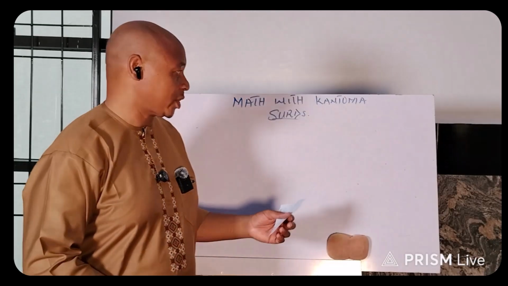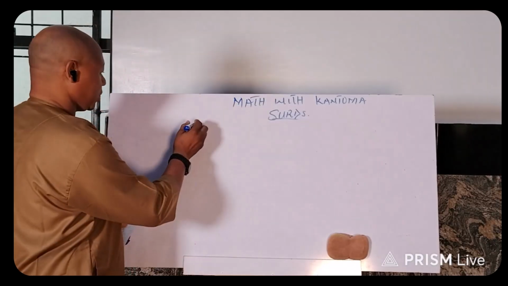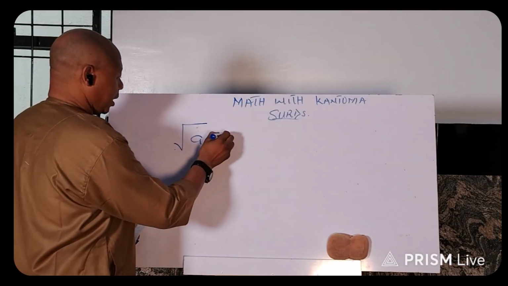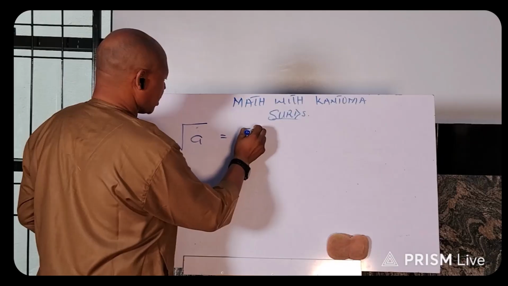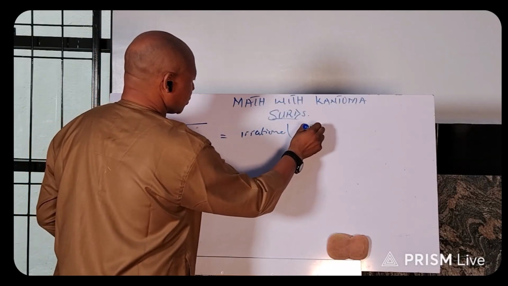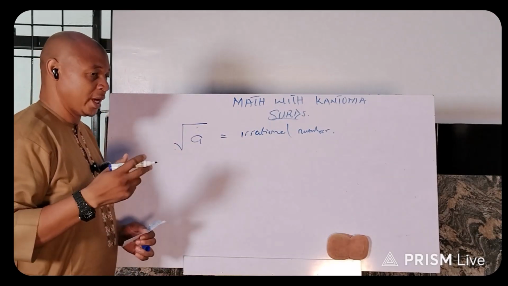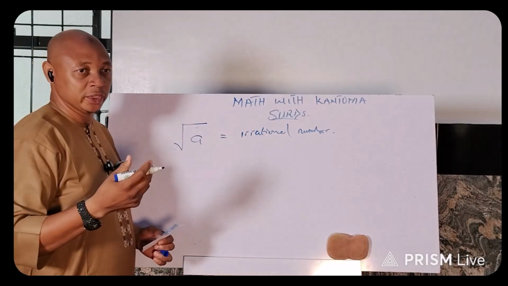Now first, what are surds? Surds are irrational numbers. Numbers in square root are referred to as irrational numbers. So these are what we call surds. And before we dive in, we have to look into the rules of surds.